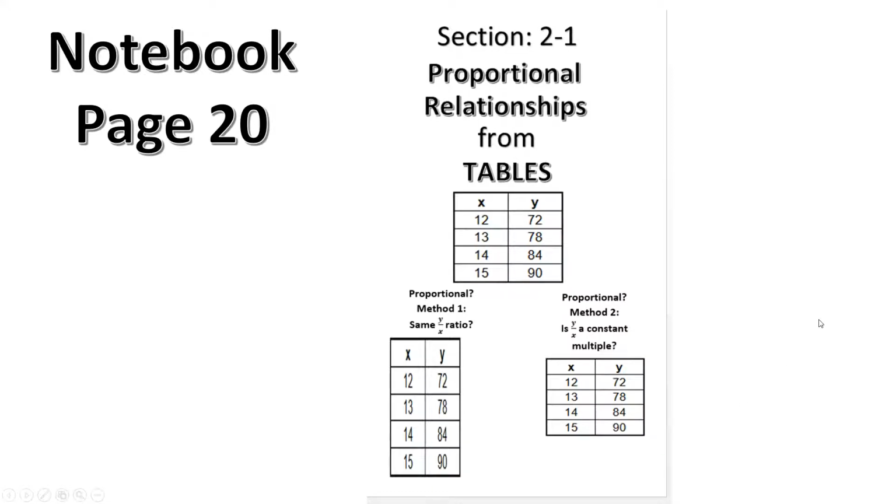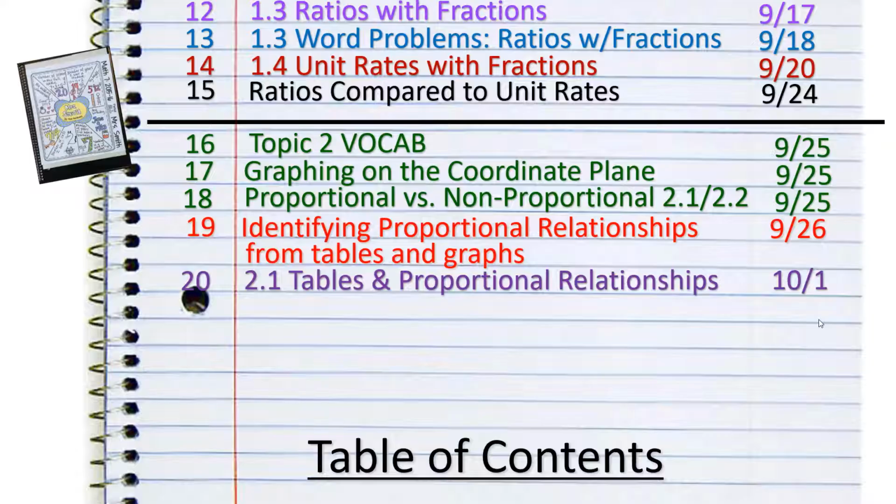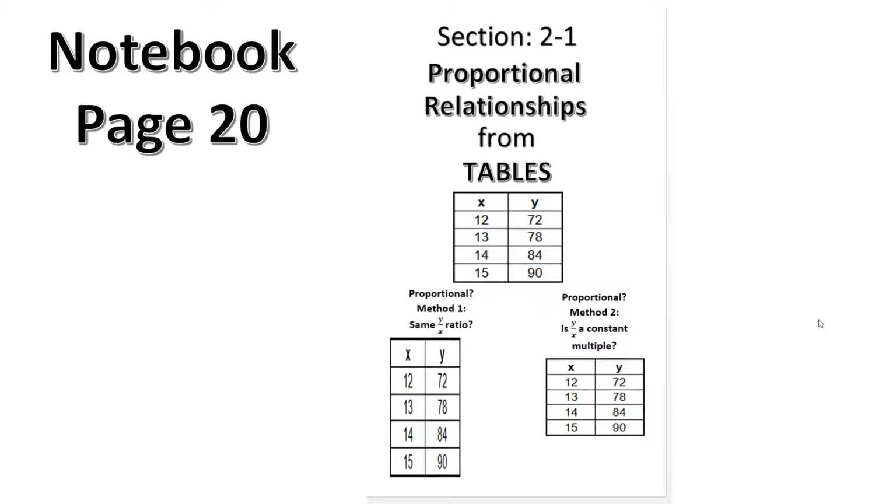Okay, today's lesson is going to be page 20 of the notebook, which is on proportional relationships from tables, section 2.1. So please add page 20 to your table of contents. So here it is, the front of the page of your notes. We're going to be looking at this table and how to determine if it's proportional using two methods.